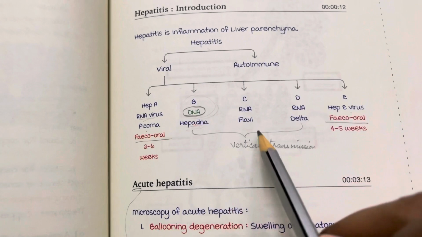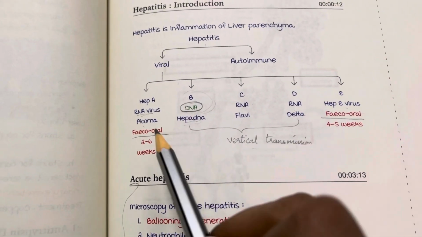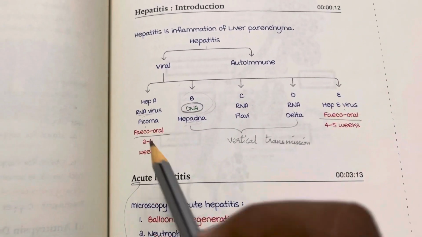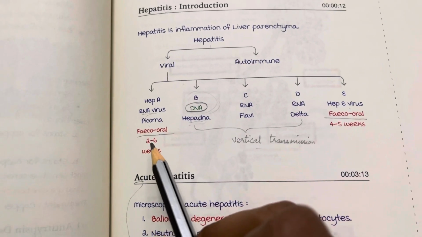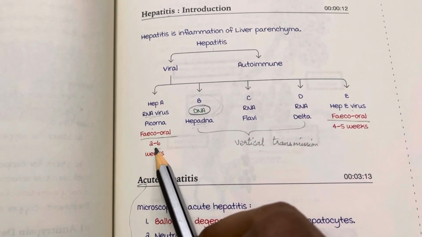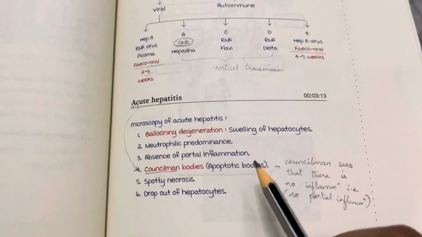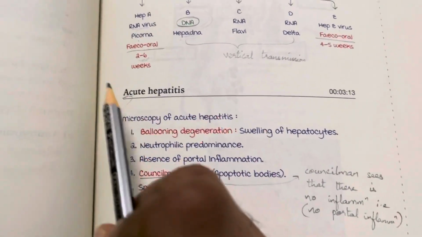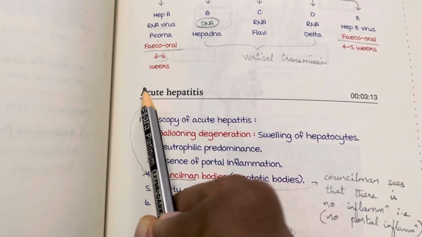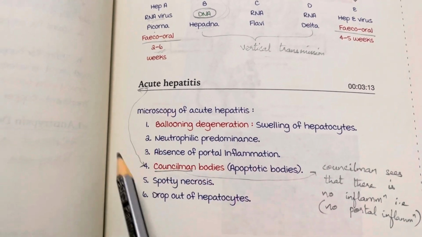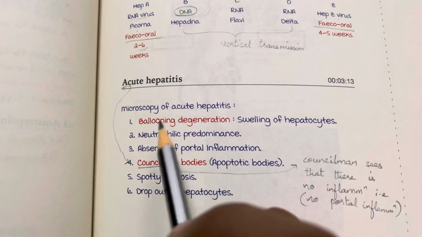B, C, and D are transmitted vertically, whereas Hep A and Hep E are transmitted through the fecal-oral route. The incubation period is 2 to 6 weeks, and for this one it is 4 to 5 weeks. Moving on to acute hepatitis. So remember A for acute, B for ballooning, and C for Councilman bodies. We'll learn about that.